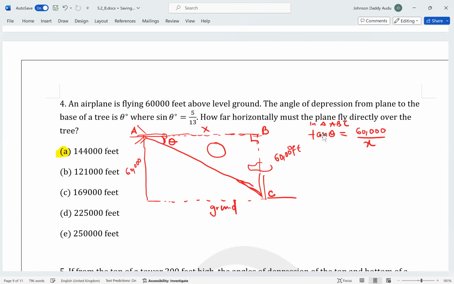But now you can see we don't know what theta is and we don't know what x is, but we are given that sine theta is 5 over 13, right? So that's what it means here. Okay. So how can we do that?